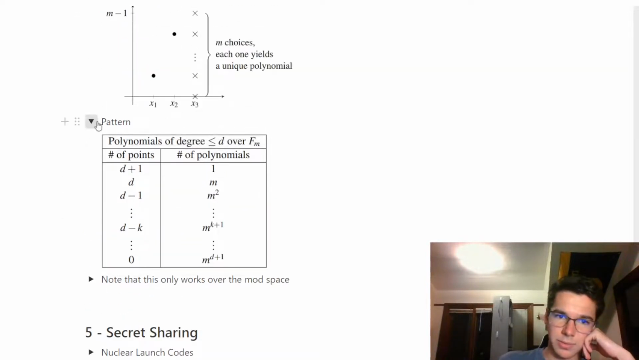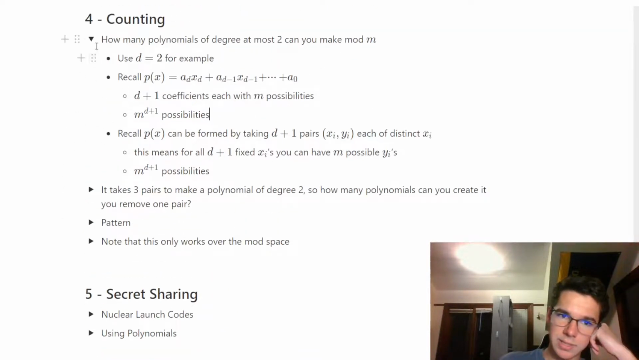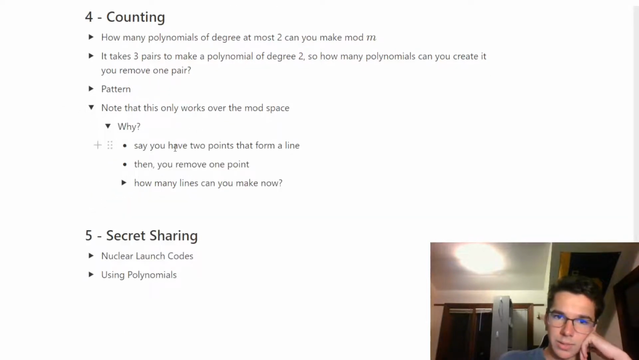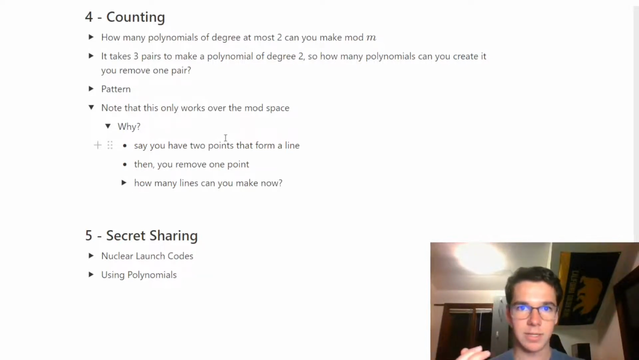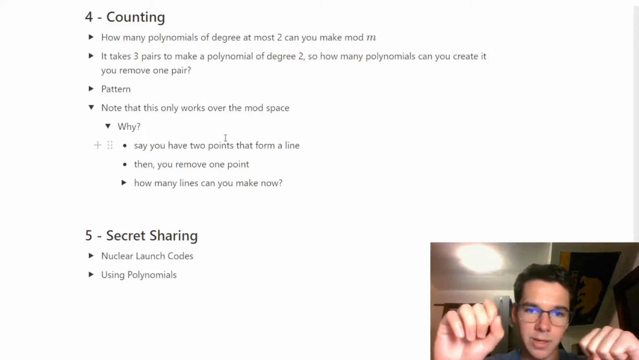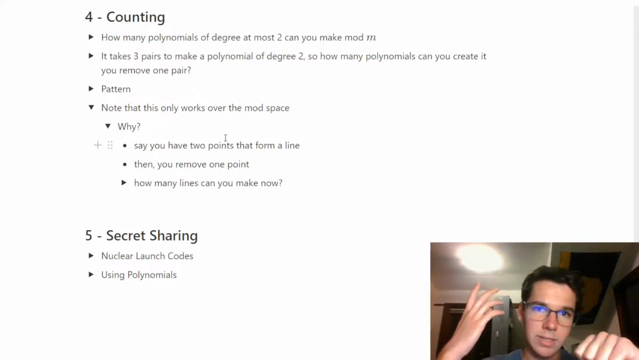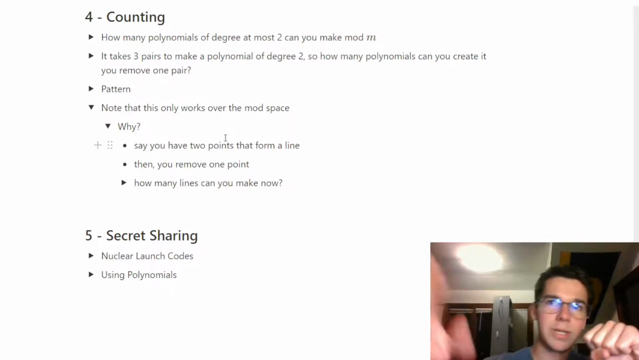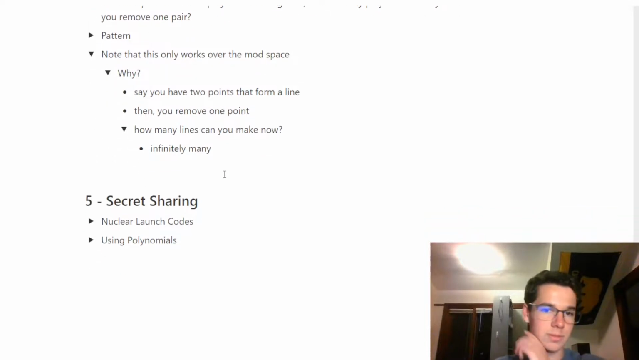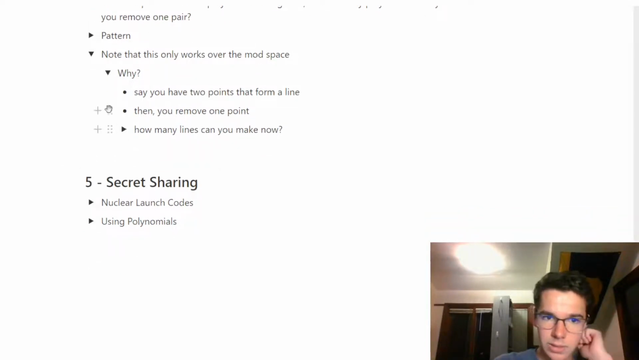So it's important to note that this is the case in the mod space, but what if we were just in regular integers? Well, at that point we have an infinite pool of numbers to deal with. So, if we have 2 points that form a line, but then we take 1 point away, we can choose from an infinitely large set of points to get that second point. So we have really no idea of knowing what that second point would be.